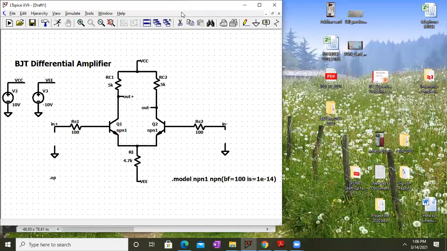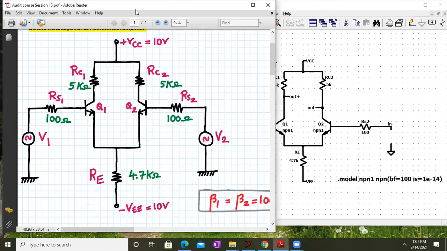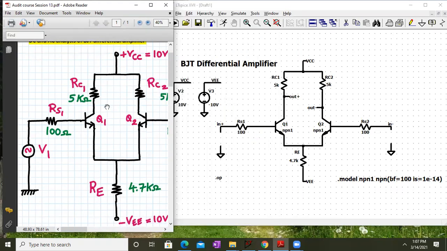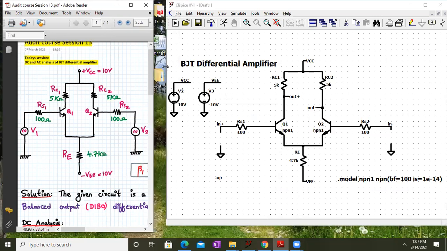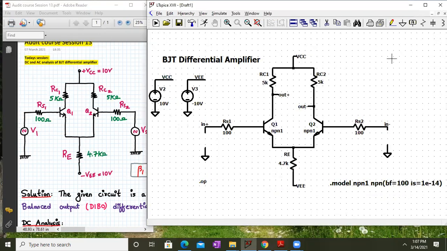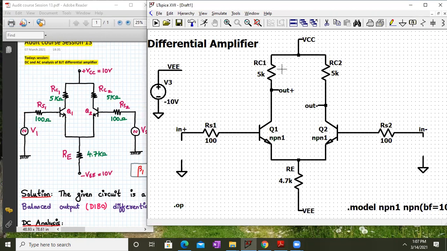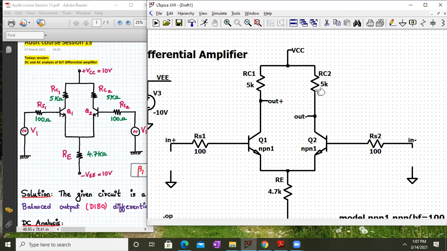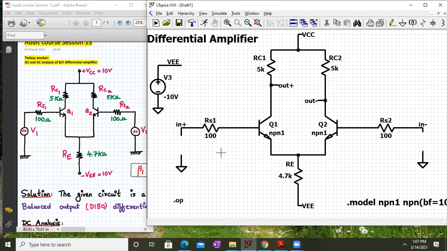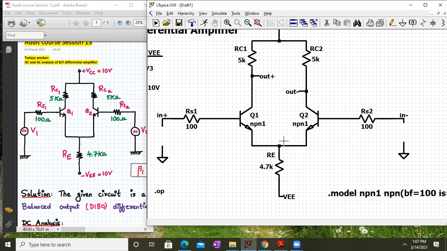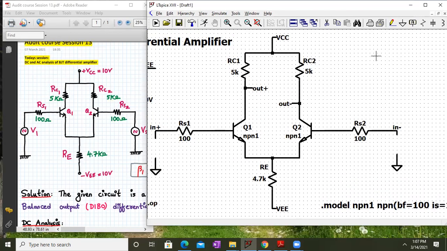I have divided the screen into two halves. On the left hand side, you see the circuit in the OneNote PDF. Let me reduce it slightly. Yeah, it is reduced now. And on the right hand side, we have the LTspice window open. So let us verify all the things here. RC1 and RC2 are 5 kilo ohms, as you can see. VCC and VE are plus 10 and minus 10. RS1 and RS2 are 100 ohms, and RE is 4.7 kilo ohms. And the beta value of both the transistors is 100. Okay, so everything seems correct.